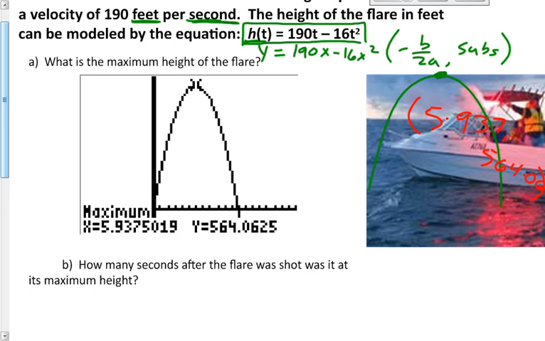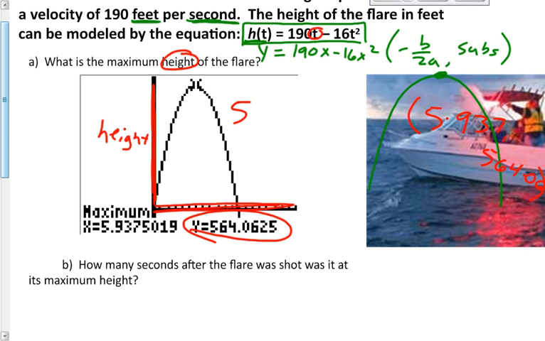My x-axis is time. My y-axis is height. And I am looking for what is the maximum height. So I'm looking for the y value. My y value is right here. So the correct answer, how high does that flare go? It goes approximately 564 feet. That is the correct answer for letter A.